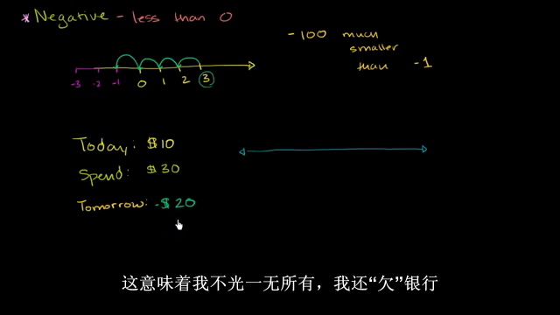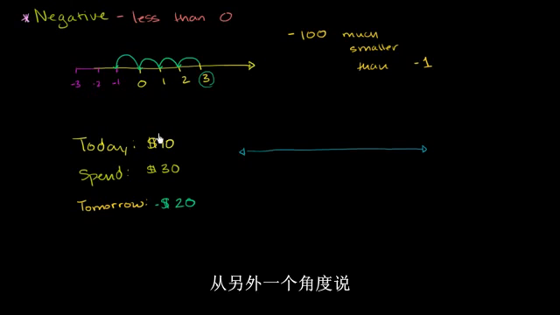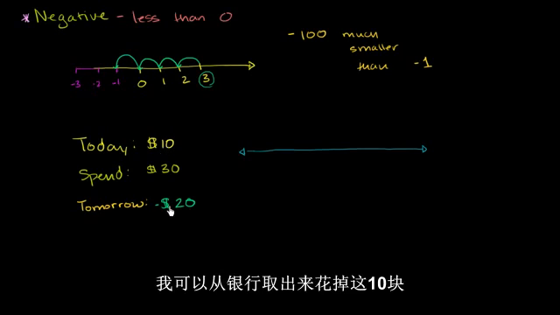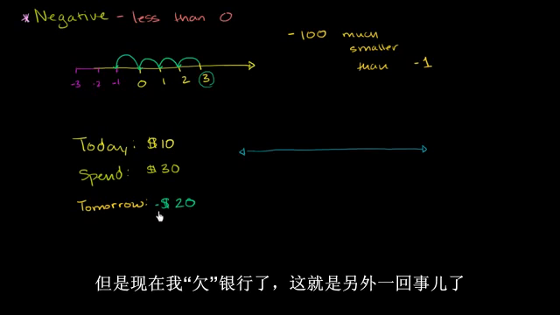I don't even have it. Not only do I have nothing, I owe something. It's going in reverse. Here I have something to spend. If my $10 is in my bank account, it means the bank owes me $10, and I have $10 that I can use to go spend. Now all of a sudden, I owe the bank. I've gone the other direction.